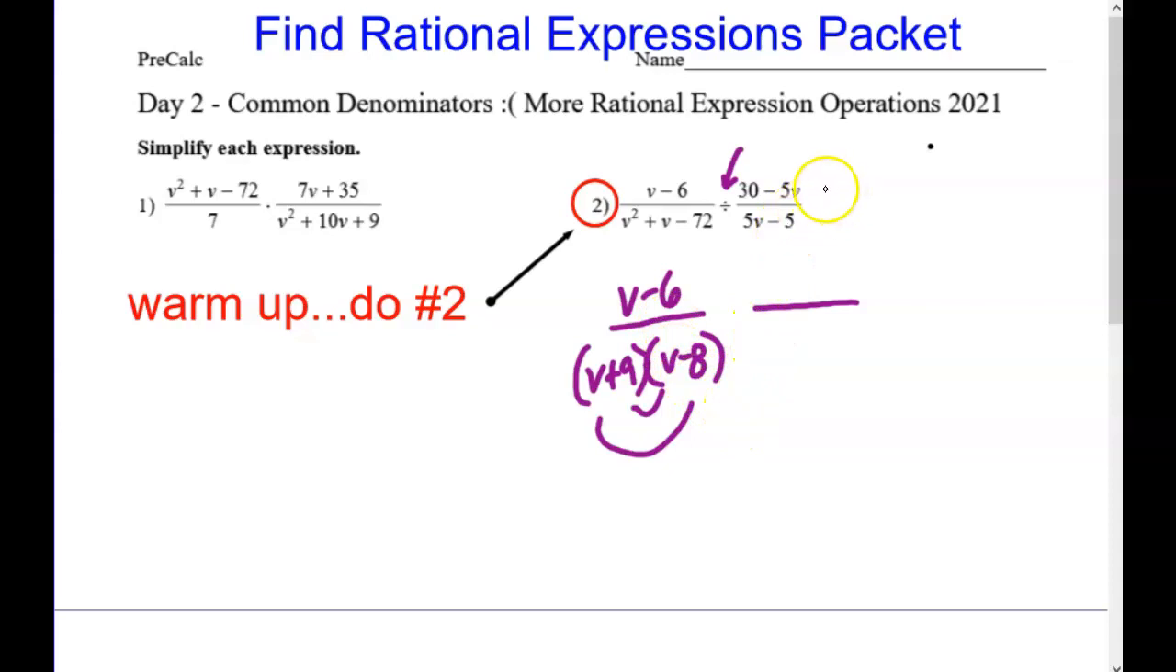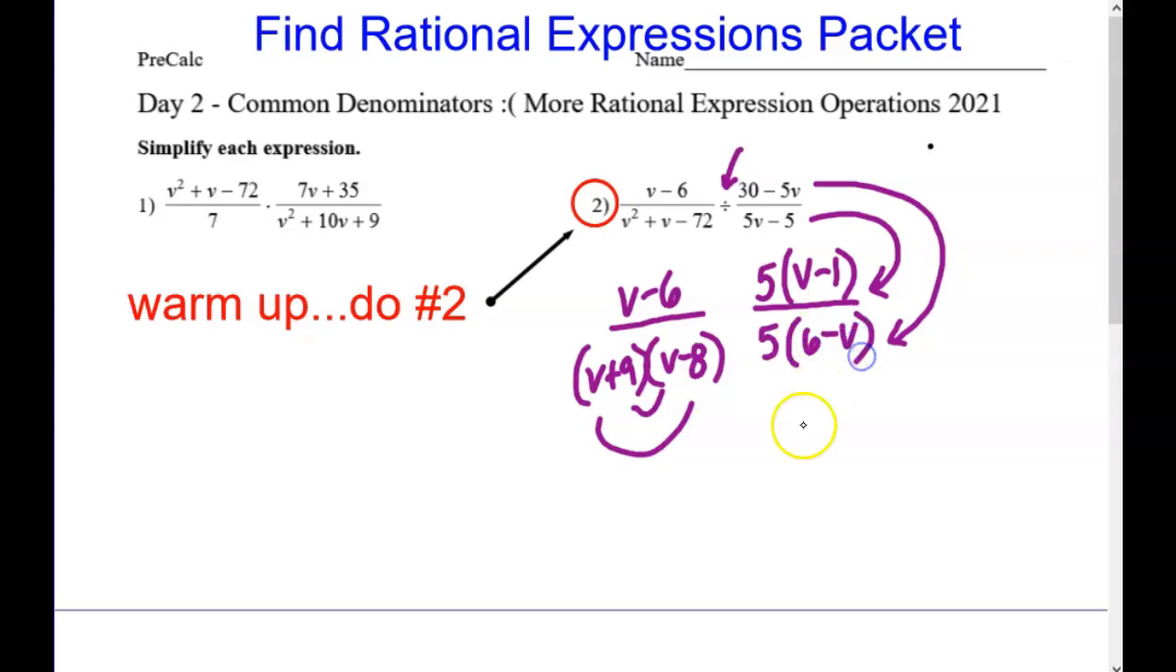We said we have to flip this guy over, so this is now going to the top. What can we do to 5v minus 5? Take out a 5 and we'll have v minus 1. And then this guy, we take out a 5 in the denominator and we'll end up with a what? 6 minus v. Good job.